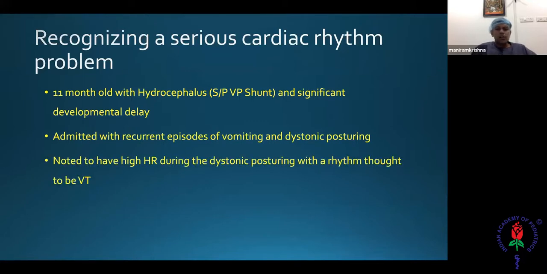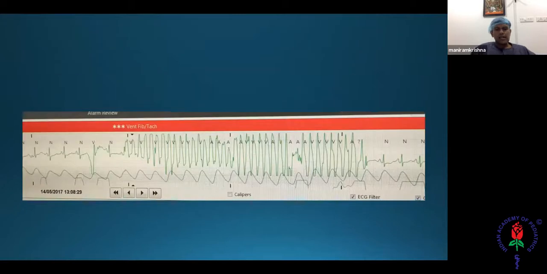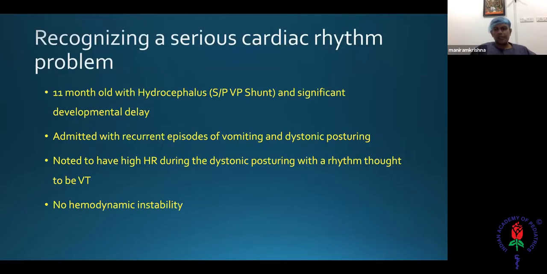And at that time was on a monitor, noted to have a high heart rate and a rhythm which the pediatric resident interpreted to be ventricular tachycardia. The baby was otherwise fine. There was no hemodynamic instability, but apparently he continued to be in ventricular tachycardia throughout. So the resident called me in the middle of the night to say, this child is in recurrent VT. What should I do? Should I shock the child? And then he said, look, I can't take an ECG at the moment, but I do have strips from the monitor attached, so I can send you copies of the strips.